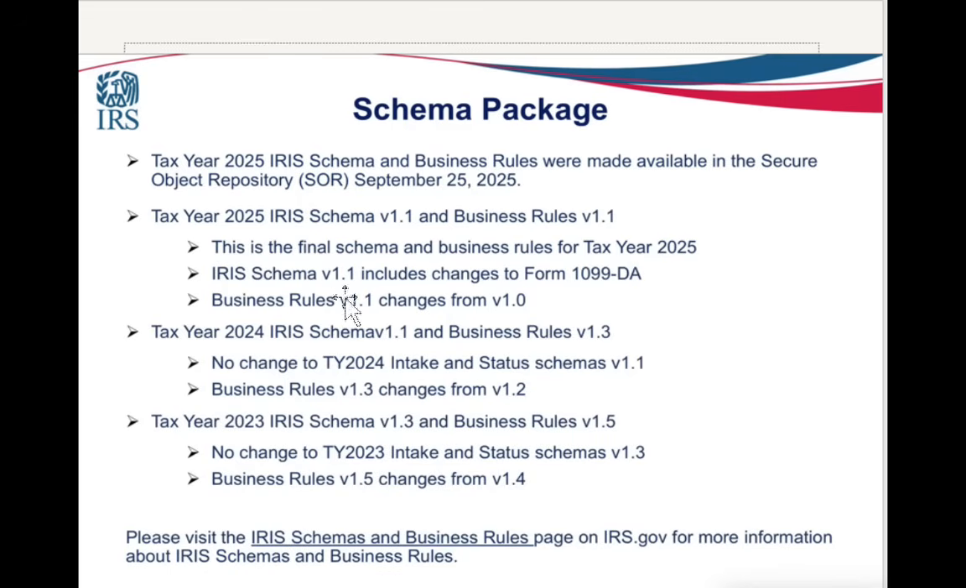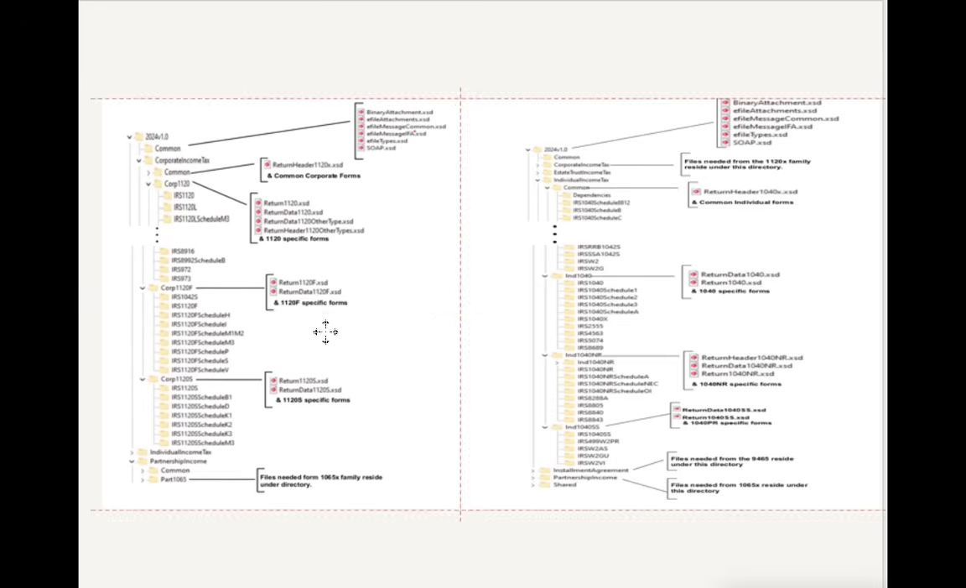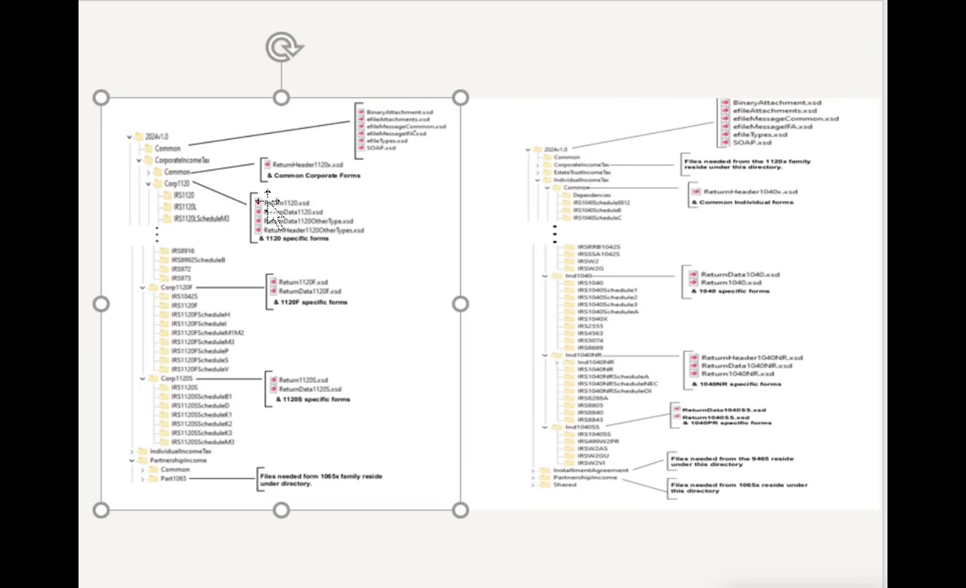What's in the schema packages? The tax year 2025 schemas are available in the SOR. The recent one was sent in January. So there is a version and business rule. For example, it will look like this. The schema V1 changes to, for example, 1099 DA. The TY indicates the tax year, and again, these are not publicly available. These are only available in your SOR mailbox. So here, this slide also shows how the directory will look.